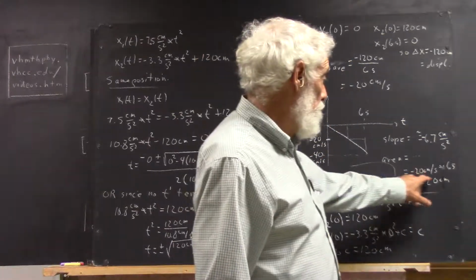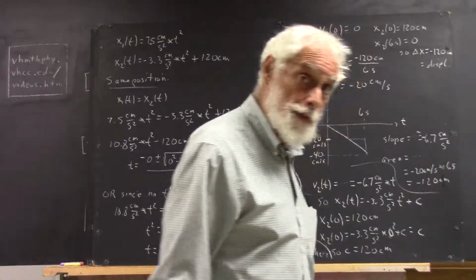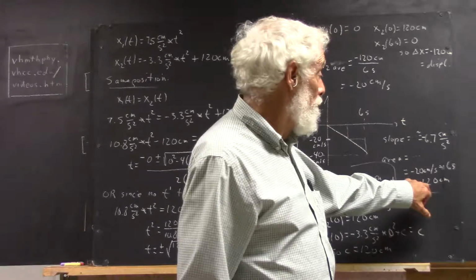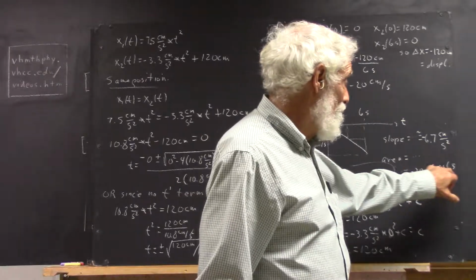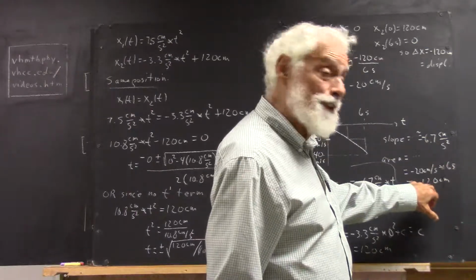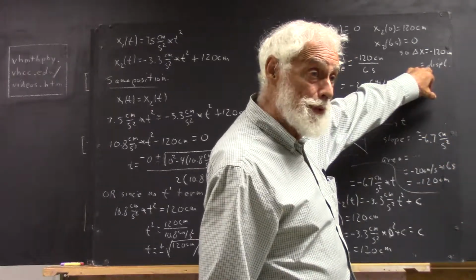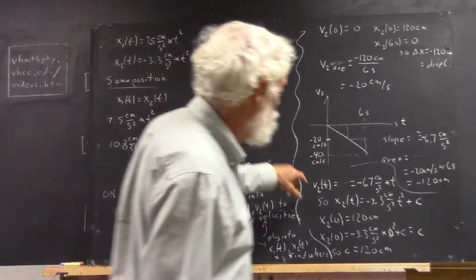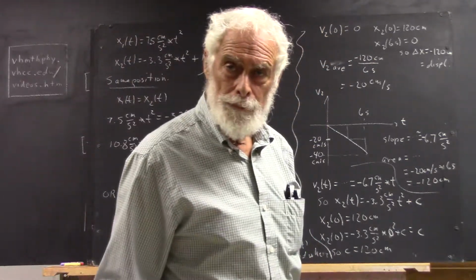We multiply the average velocity by the time interval, we get negative 120 centimeters, and we better get negative 120 centimeters because the average velocity multiplied by the time interval is your displacement, and that's negative 120 centimeters. So again, consistency check. Okay, so V2 of t equals what?